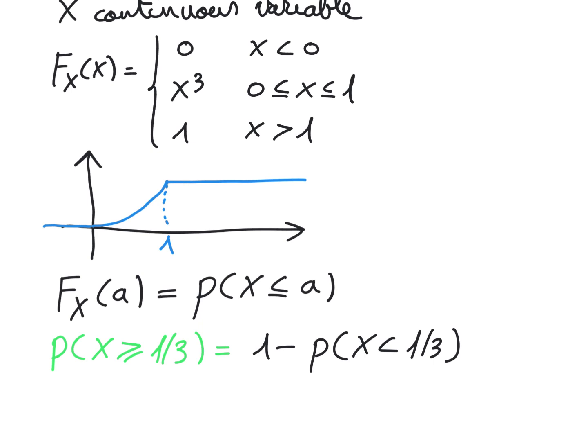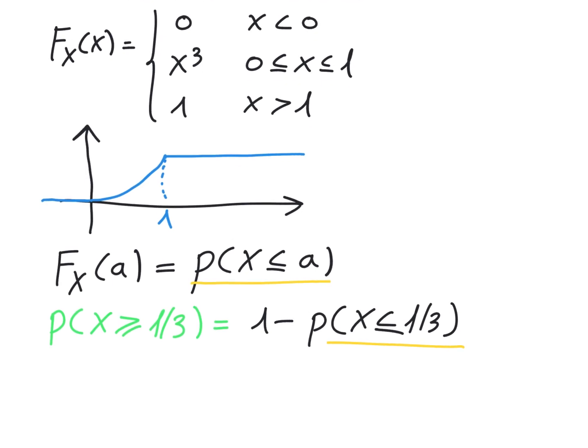Now you see here that the distribution function is the probability that x is less than or equal to a, and here we have a strict inequality. And for continuous variables, this doesn't really make a difference. So we can change this to x is less than or equal to 1 over 3. Now keep in mind that for discrete variables, this distinction is important, but here we can ignore it.